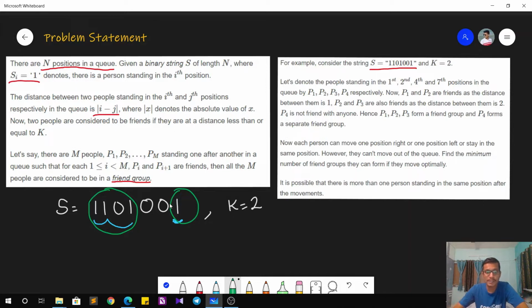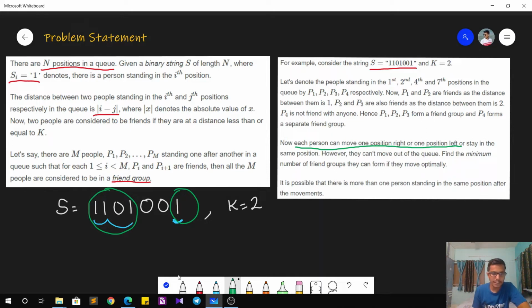Now, how do we minimize the number? We have been told that each person can move either one position right or one position left, or he can stay wherever he is. So by moving the position by just one unit, we can minimize the number of friend groups. Whatever the optimal movement is, we just have to report the minimum number of friend groups that we can form.